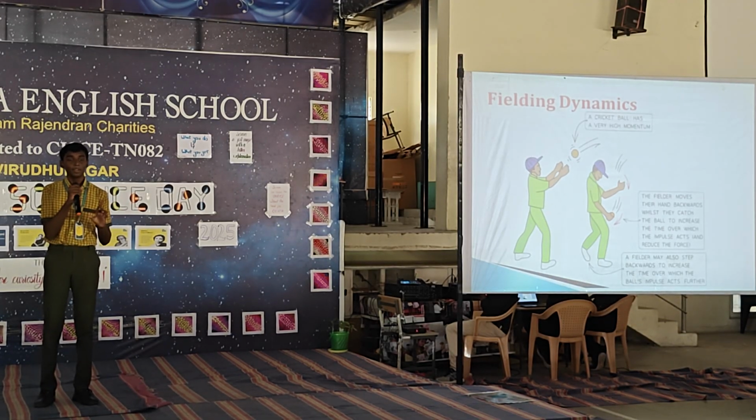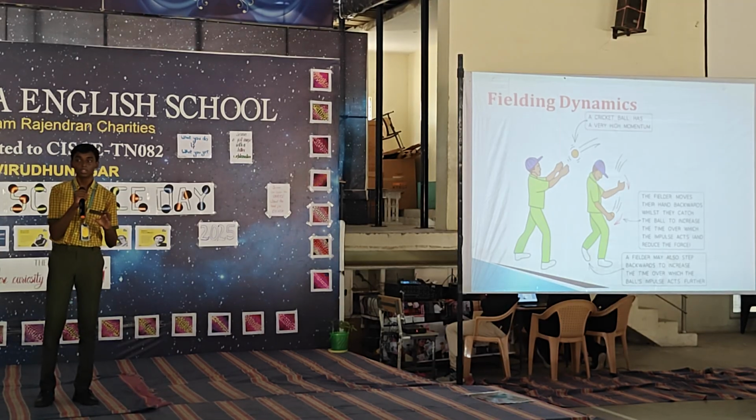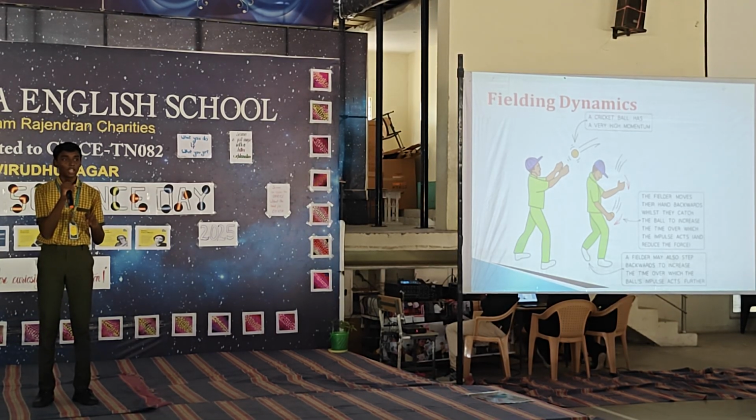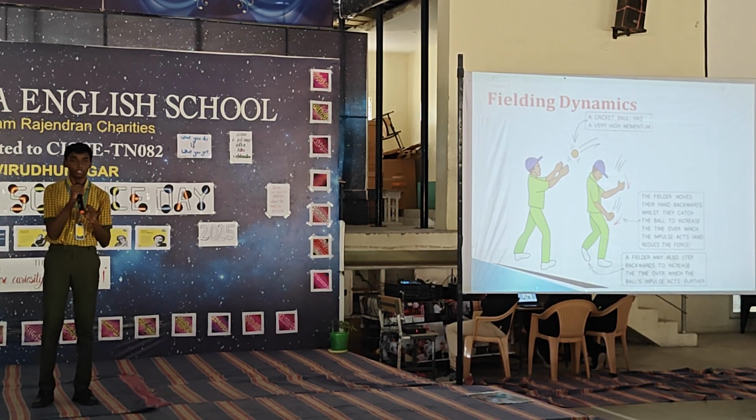Fielding dynamics. When the player moves his hand backwards to catch a fast ball, because the fast ball has large momentum, and in the end the momentum should be zero.